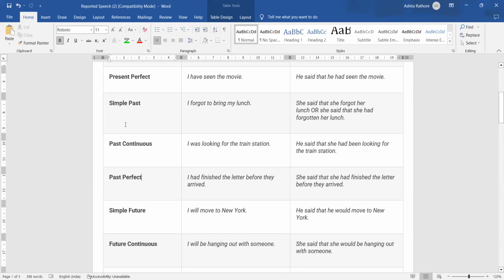Why did that happen? This question is for all those who attended the classes for tenses. When we were discussing tenses, we had a discussion on the perfect tense. What is the reason behind simple past taking a jump to past perfect? Anybody? Take any random guesses.